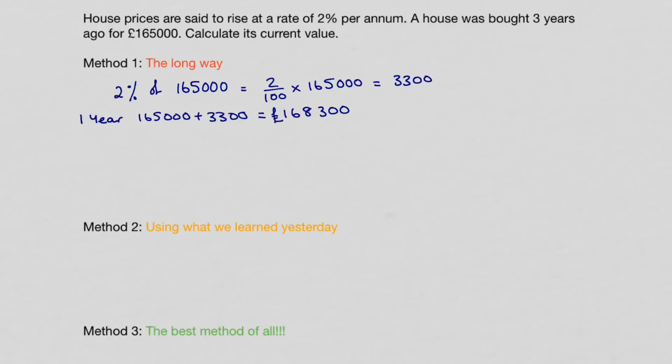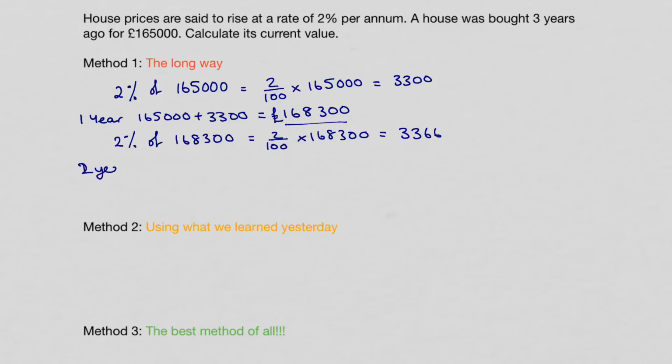So then after the second year, it's going to increase by 2% again. So it's not 2% of 165,000 though, because this house is now worth 168,300. So we're going to work out 2% of 168,300, which gives us 3,366. So we're going to add that on.